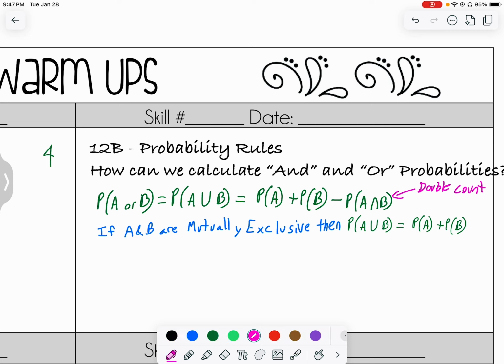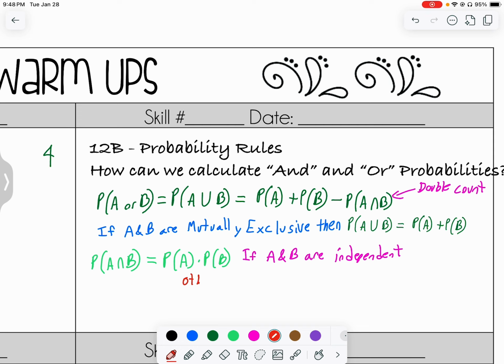Now let's deal with our AND probability. The probability of A and B is actually going to be equal to the probability of A times the probability of B. But that occurs only if one special condition is met: if A and B are independent.